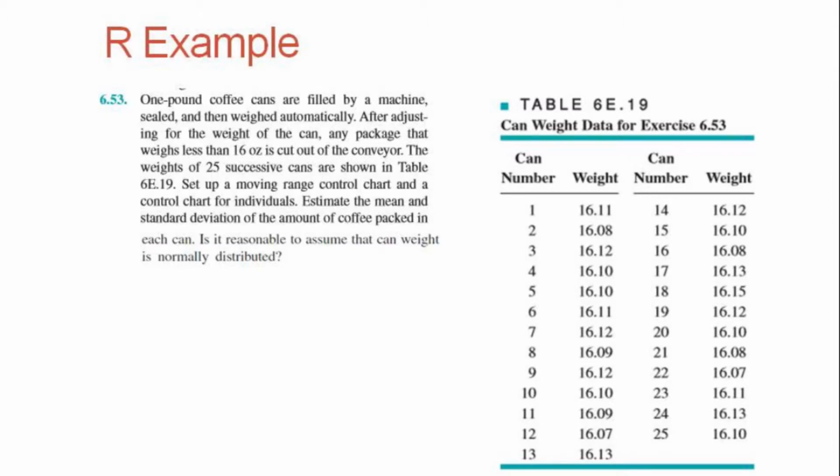We are to set up moving range control charts and control charts for the individuals. An estimate is required for the mean and standard deviation of the amount of coffee packed in. We want to give our opinion whether it is reasonable to assume that the can weight is normally distributed. The can numbers are given in the first column, from 1 to 25. The weights are given from the first can, 16.11, till the last one, 16.10. So, obviously there are different types of variations also.